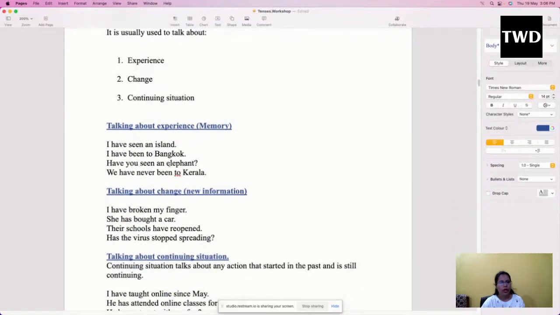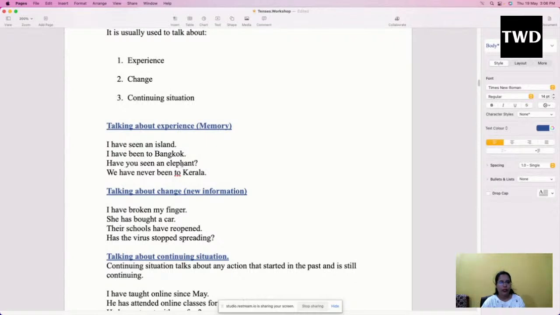So for talking about experience, I have seen an island. You can say I have seen Mount Everest. I have seen a jungle. I have been to Bangkok. So I is the subject, have is the helping verb which we are using, been is the main verb. This is the V3 form of the verb.